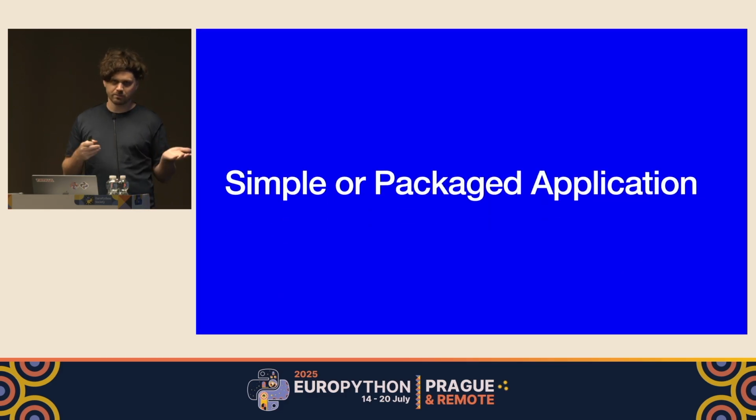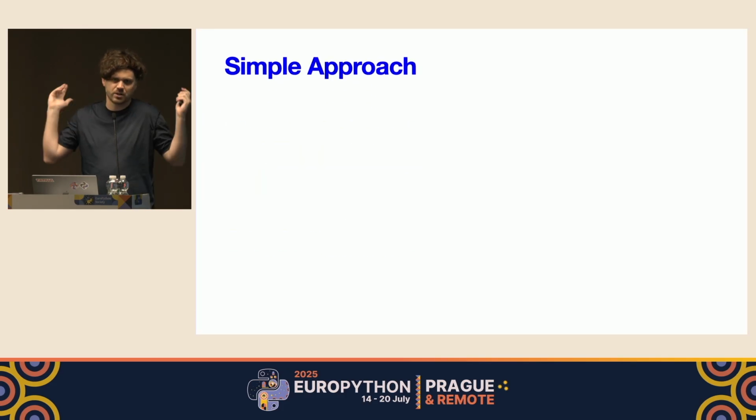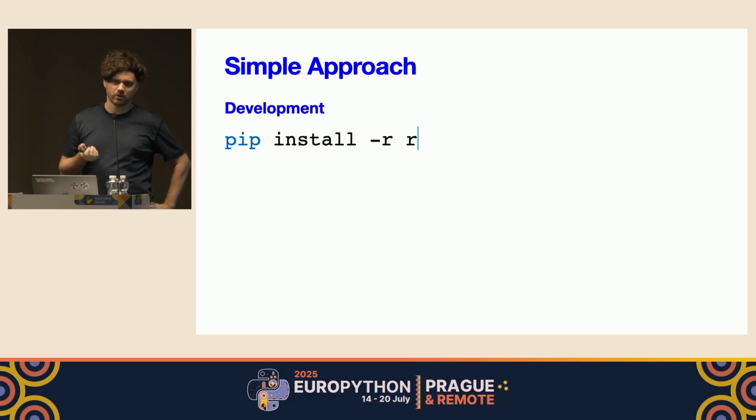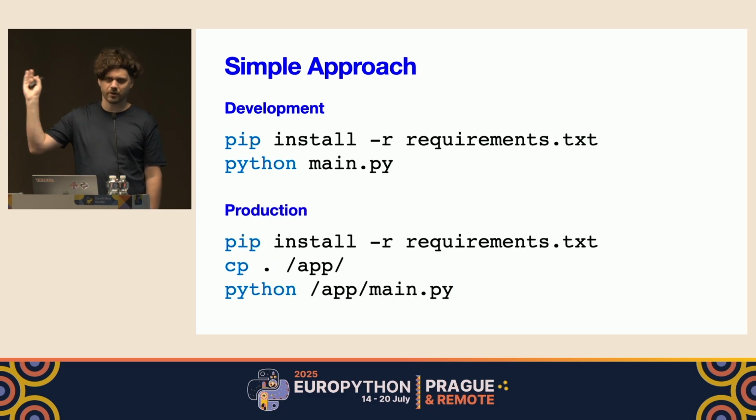I will call one approach simple and the other one packaged. The simple approach is essentially when you run your scripts. For development, you clone code from Git, install any dependencies, and run a script. You don't install your own code. It just lives in your working directory. Production deployment can be quite similar. Just copy or upload your files somewhere, install dependencies, run it. There is no packaging, no installation step.